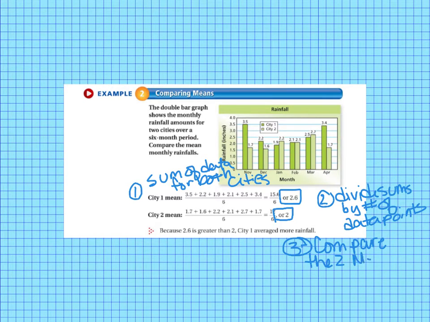So we're comparing the two means to see which city had more rain. Because 2.6 is greater than 2, city 1 had more average rainfall during that 6-month period.